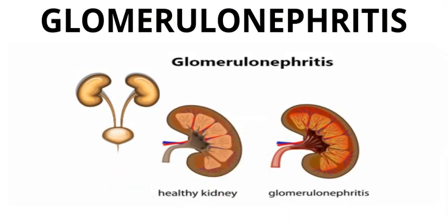Now that we've familiarized ourselves with the glomeruli and the nephron structure, let's look at what glomerulonephritis is. Itis means inflammation. So glomerulonephritis simply means inflammation of the glomeruli, which are structures in your kidneys that are made up of tiny blood vessels. These knots of vessels help filter blood and remove excess fluid.